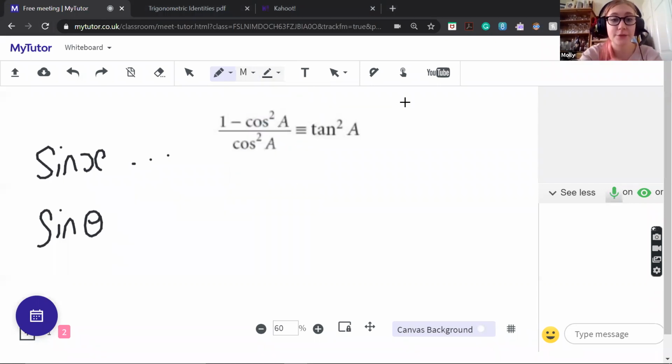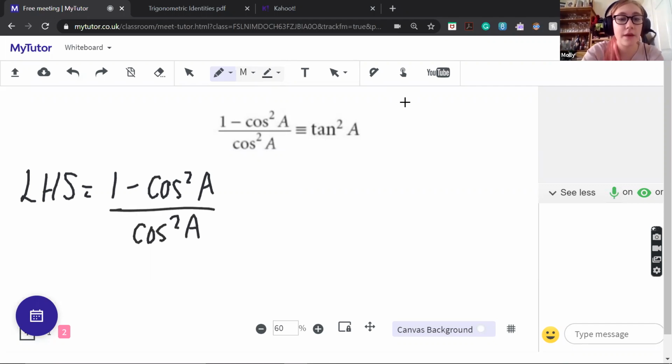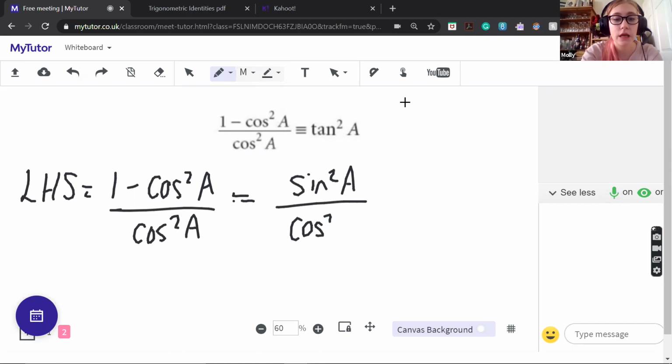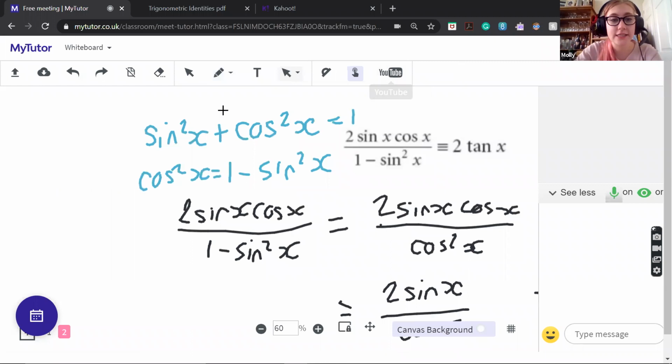People have said exactly the right thing, so we can write the top. This is how I always do it anyway: I say left-hand side equals and then write out what that is. And then we say, that's equal to, and like people said, the top we can rewrite as sine squared A. And the reason is exactly the same as here, but instead of subtracting sine squared x from both sides, we've subtracted cos squared x from both sides. So we can see that 1 minus cos squared x is sine squared x.